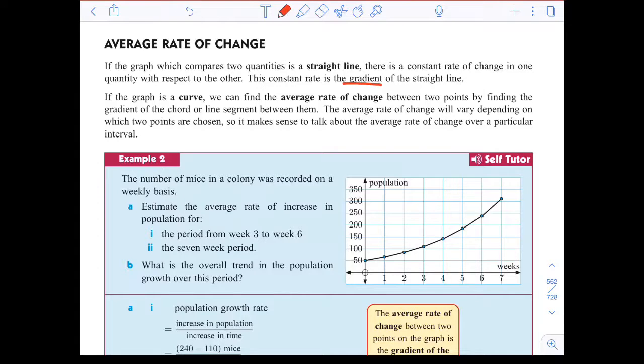If the graph is a curve, we can find the average rate of change between 2 points by finding the slope, or gradient, of a chord. That's just a straight line between the 2 points that I'm trying to find the average rate of change between. The average rate of change will vary depending on the 2 points chosen, so it makes sense to talk about the average rate of change over a particular interval.